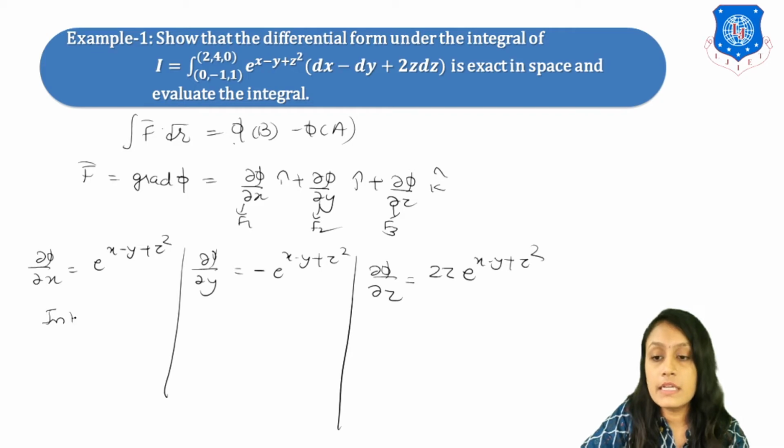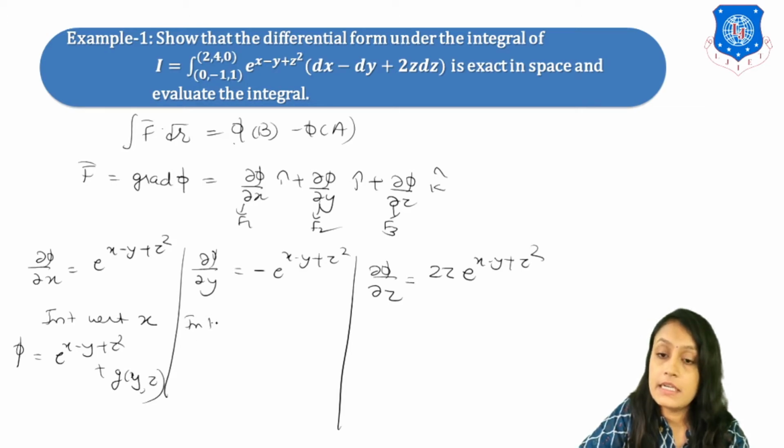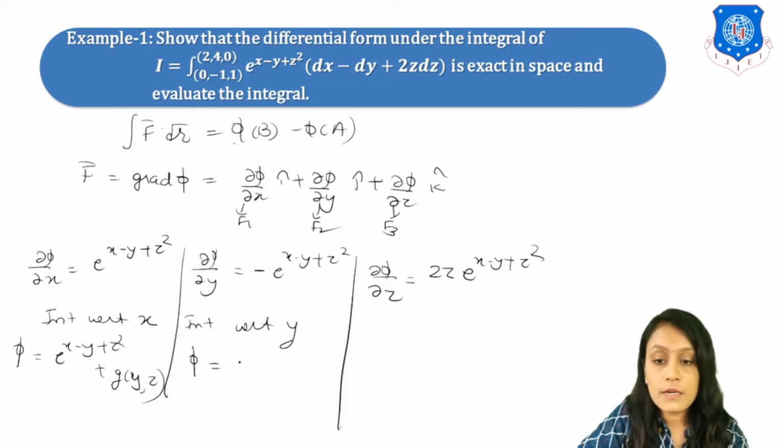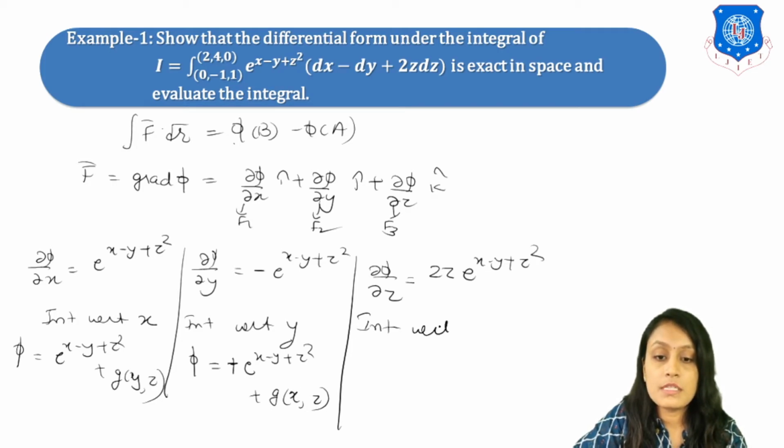Now we have to integrate with respect to x over here. So what will you get? Phi is equal to e raised to x minus y plus z square plus some function of y and z. Now integrate this with respect to y. Phi is equal to the same term divided by minus 1, and minus minus will get cancelled. So here you will get plus e raised to x minus y plus z square plus g, some function of x and z.